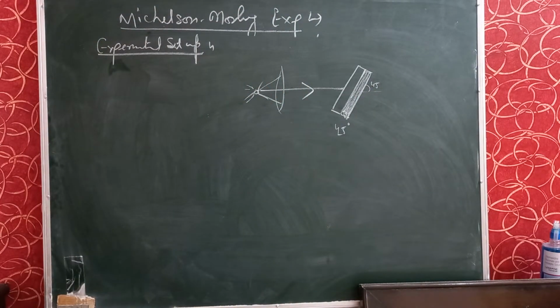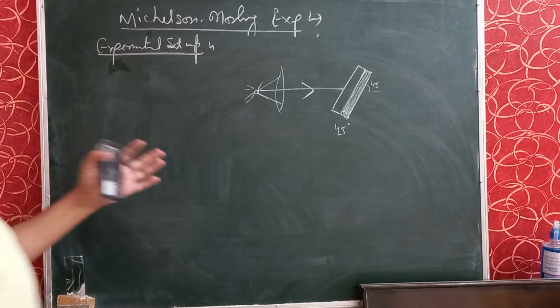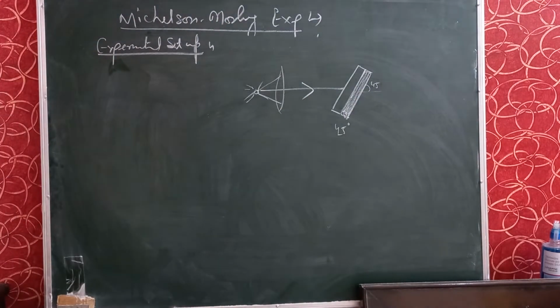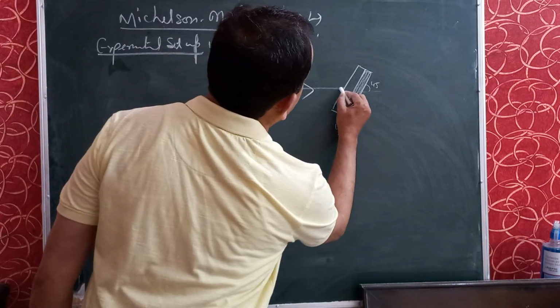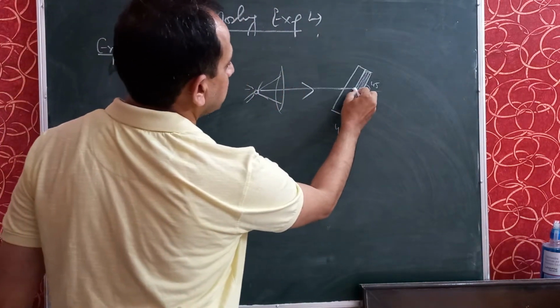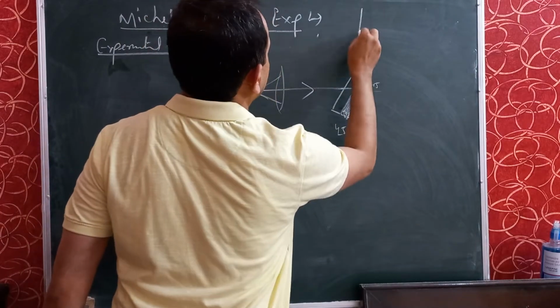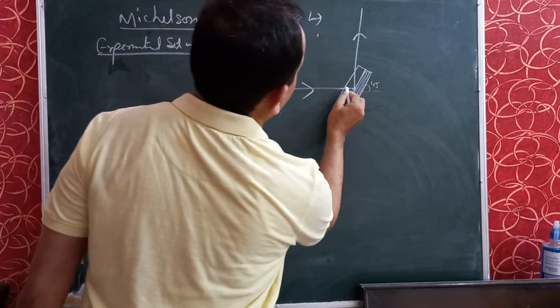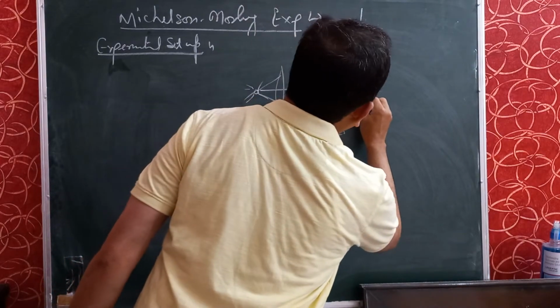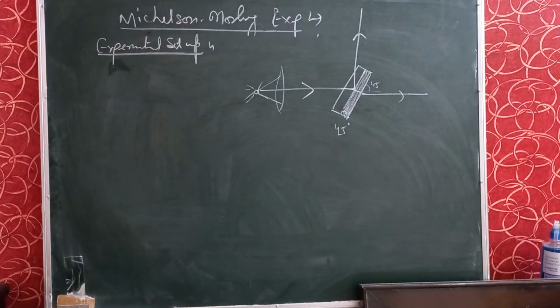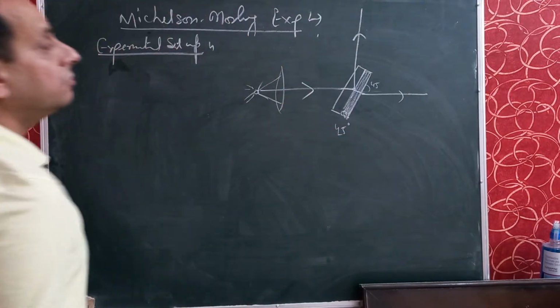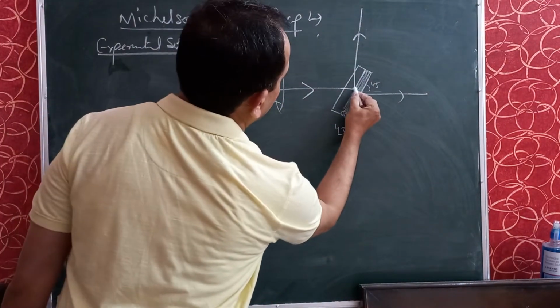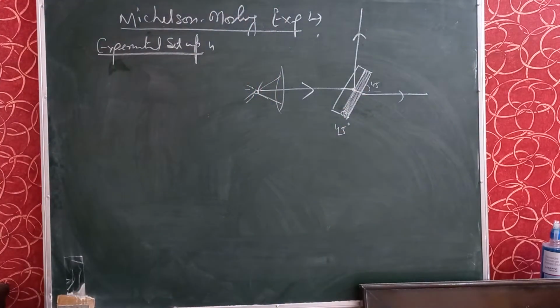So why is it placed at 45 degrees? Because when it is placed at a 45-degree angle, we get two perpendicular rays of light. One strikes the polished surface and bends toward this side, and the second passes through this medium and goes through this side, because this glass plate is semi-silvered, half silvered. So there are two phenomena of light, that is reflection as well as refraction.